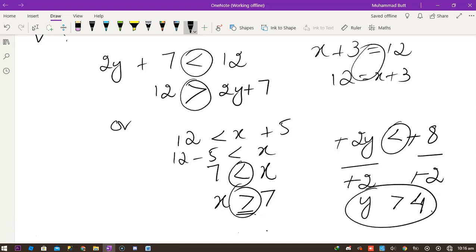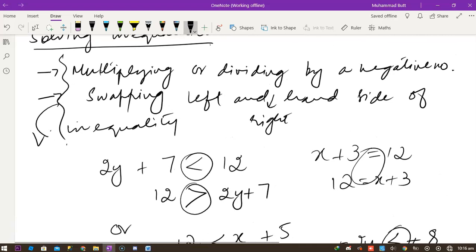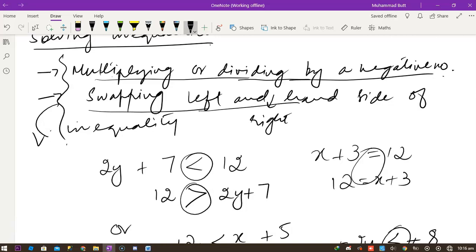So in general, we have concluded that whenever you are multiplying or dividing both sides of the inequality by a negative number, you have to change the sign of the inequality, or when you are swapping or flipping the left and right hand side of the inequality, you have to change the sign of inequality. These two conditions are necessary when you are changing the sign of the inequality. Otherwise, the calculation or the solution of the inequalities is similar to linear equations.